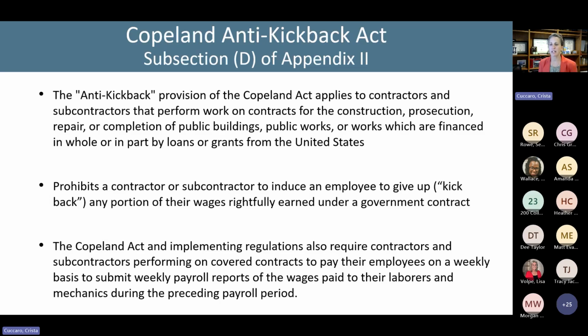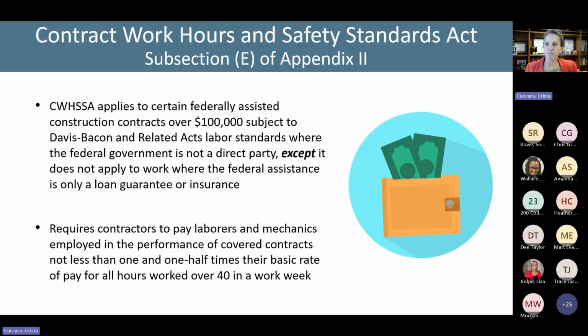And then the Copeland Act and implementing regulations also require contractors and subcontractors performing covered contracts to pay their employees weekly and provide a weekly payroll statement for the previous week. So folks have to be paid weekly and provided a statement for the preceding week. So that is the Copeland Act.